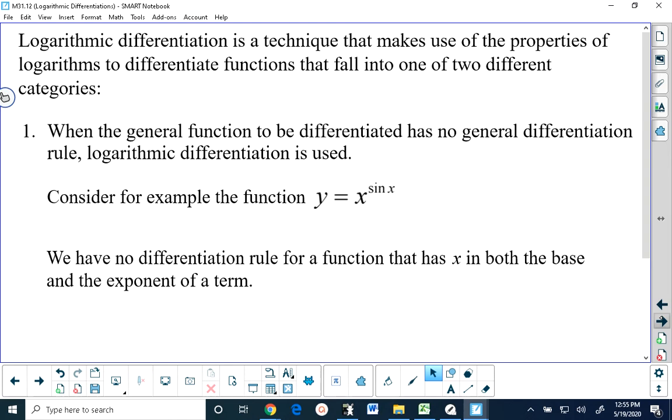We have another rule that you just learned recently for differentiating something where you have a constant in the base and a variable in the exponent. For example, y equals 2 raised to the x is something that's differentiable at this level. You know how to differentiate it. There's a rule. But when it comes to something like y equals x raised to the sine of x, you have a variable in the base and a variable in the exponent, and you do not have a rule for that. There's no rule that exists.